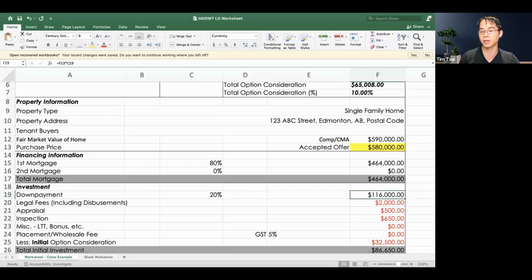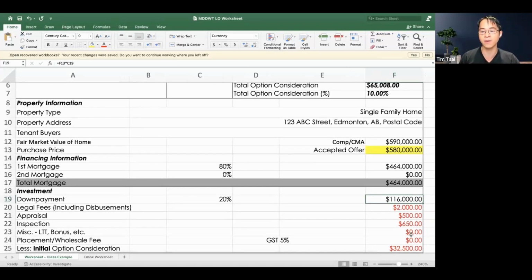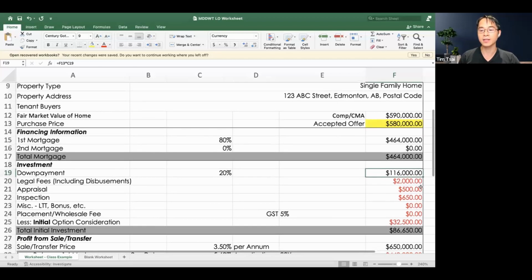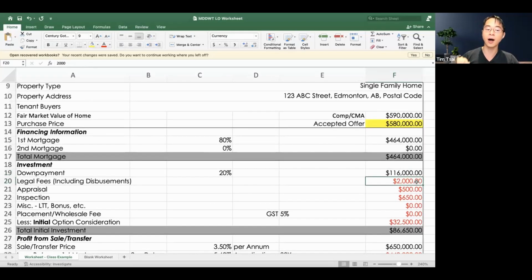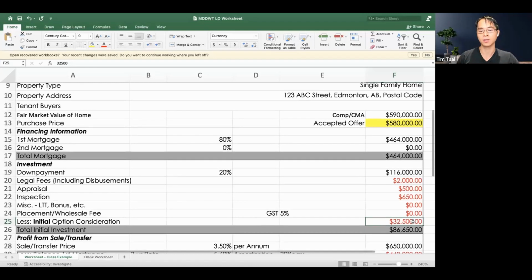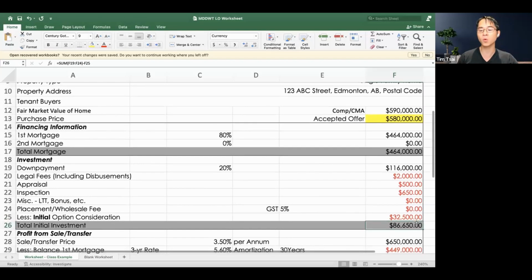I'm going to enlarge it a little bit, just hopefully you can see it even better. And let's say everything else held constant, okay? Legal fees, appraisal, inspection, and they are still giving you and contributing $32,500 upfront. And so as a result, total initial investment is $86,650. And we're going to say we still fix it at 650,000, okay? We still fix it at 650,000.